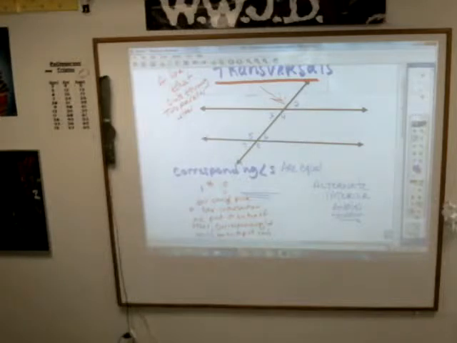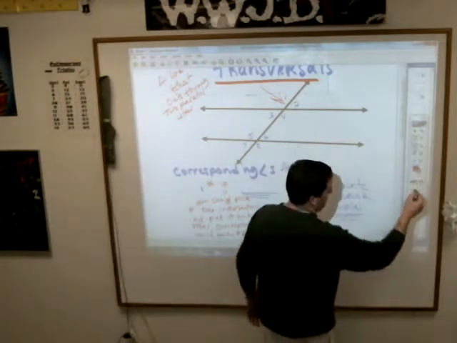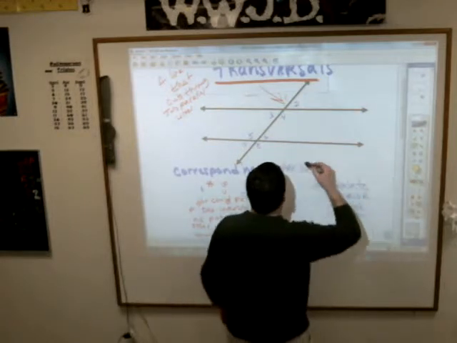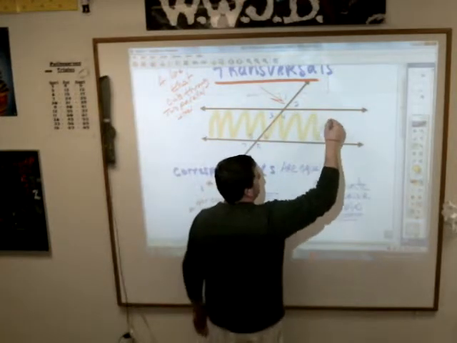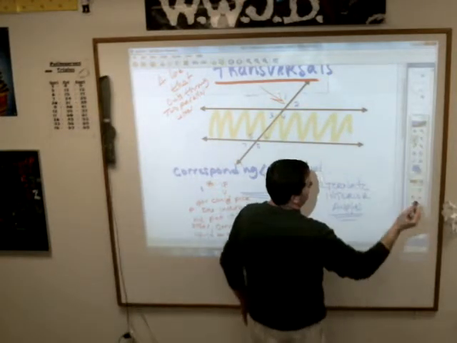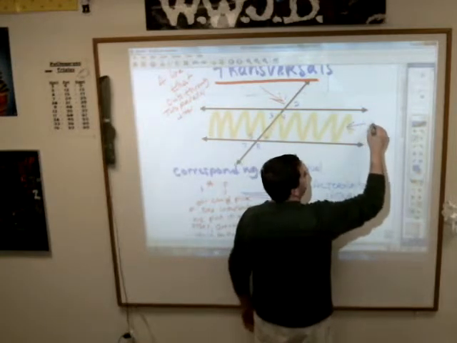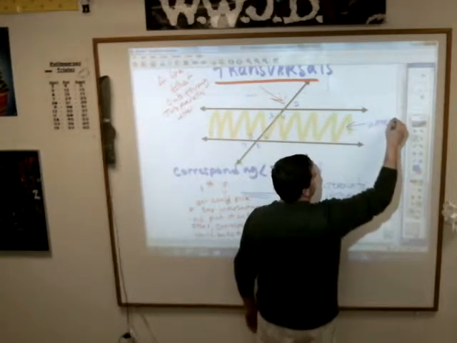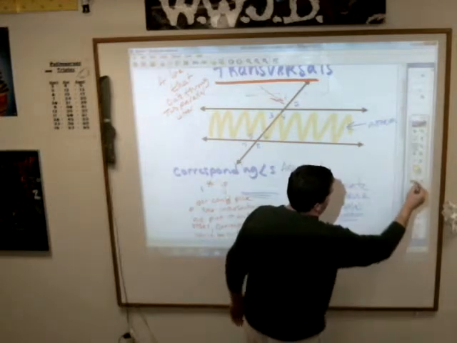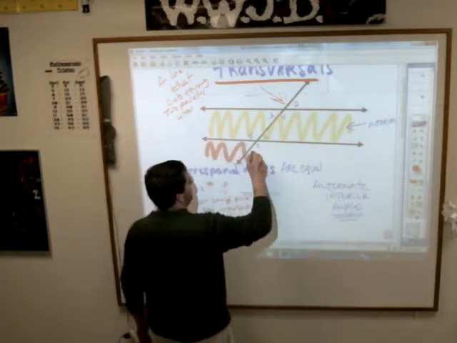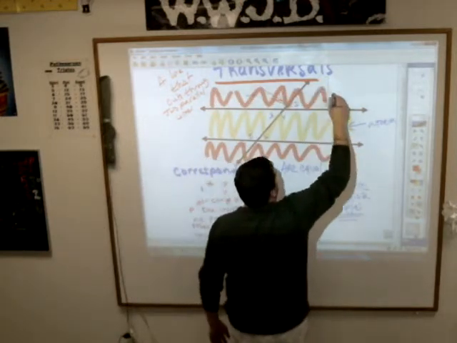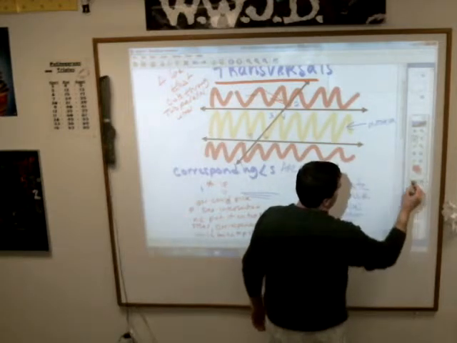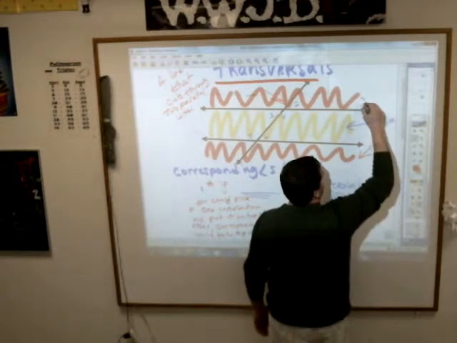Alrighty. So we have to define what interior is, and this is what interior is, ladies and gentlemen. Between the two parallel lines, that is the interior. Outside of the parallel lines, that is the exterior angles.